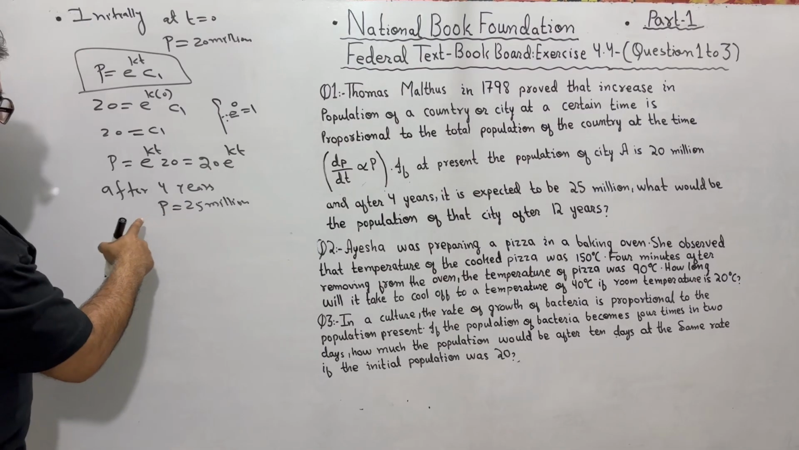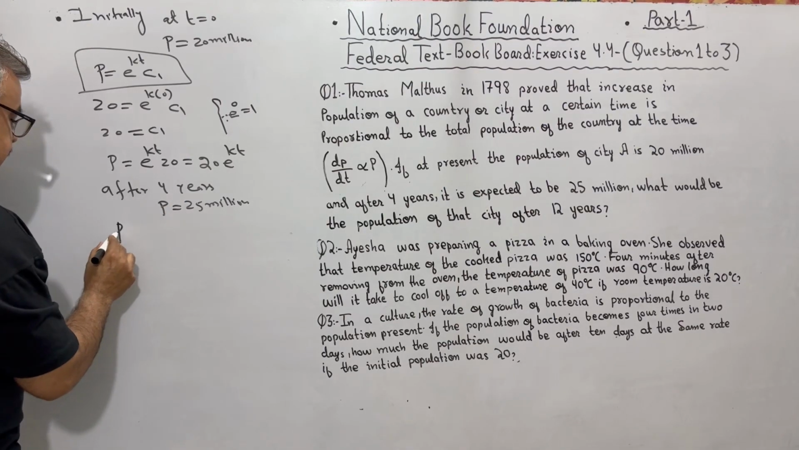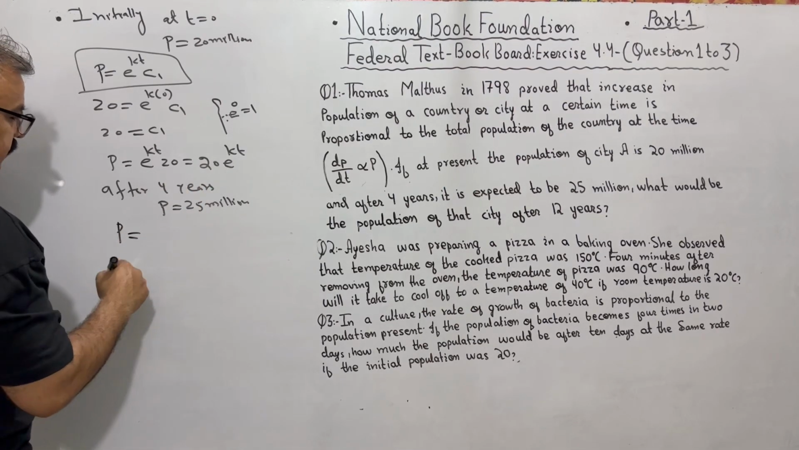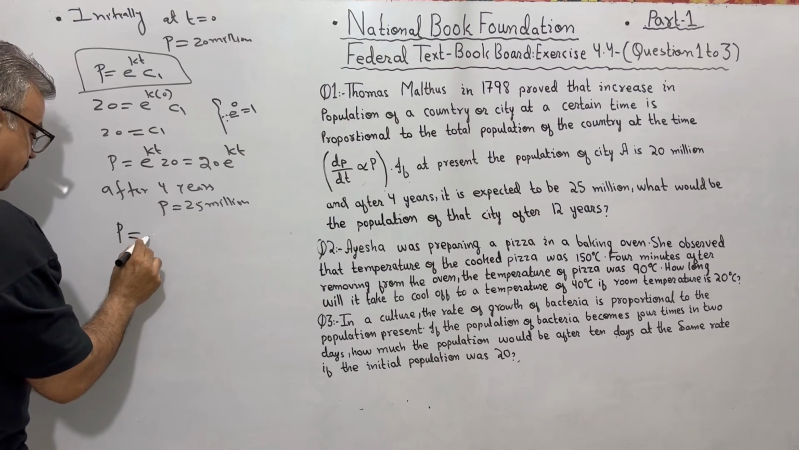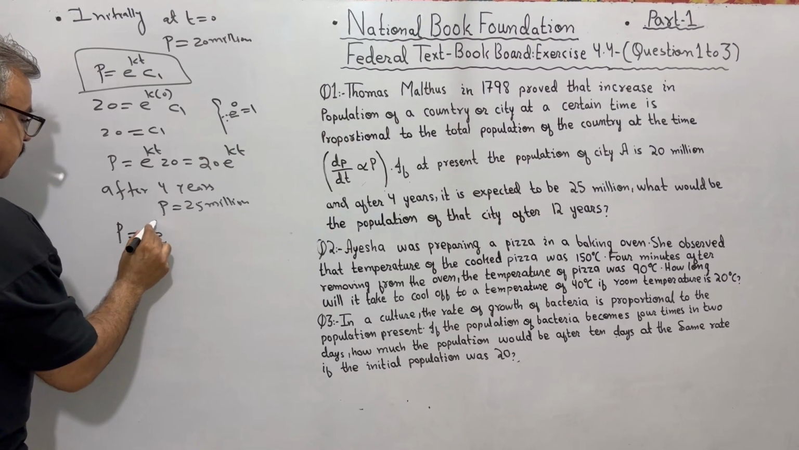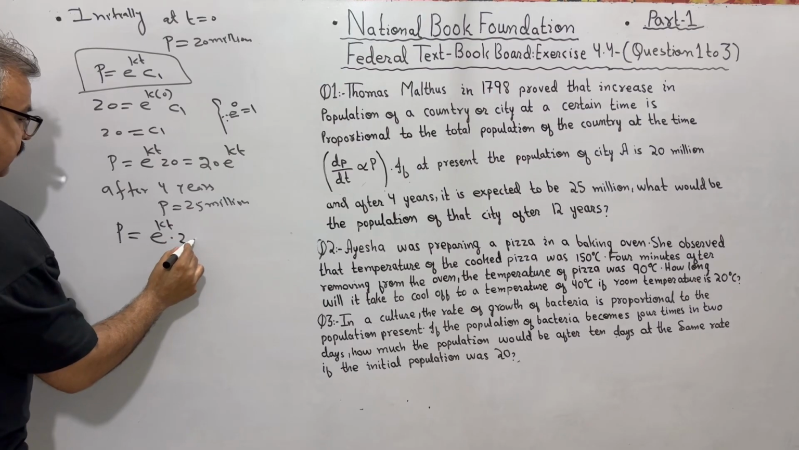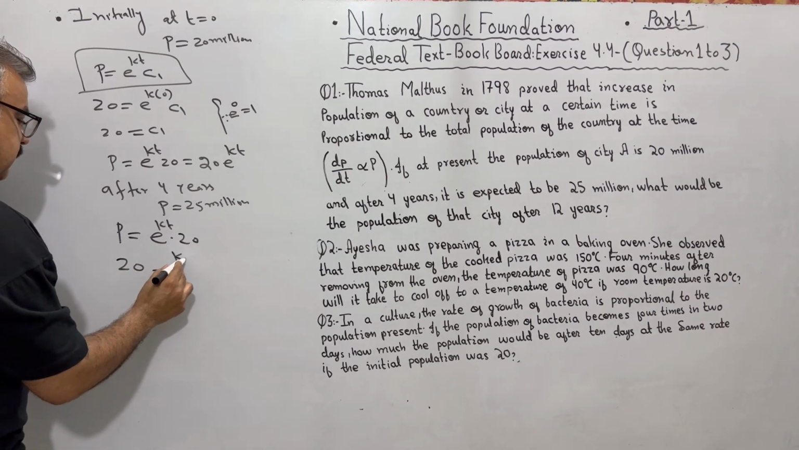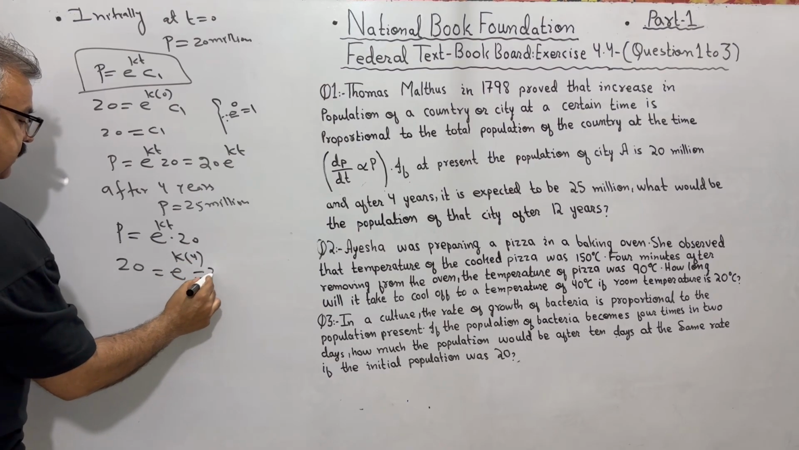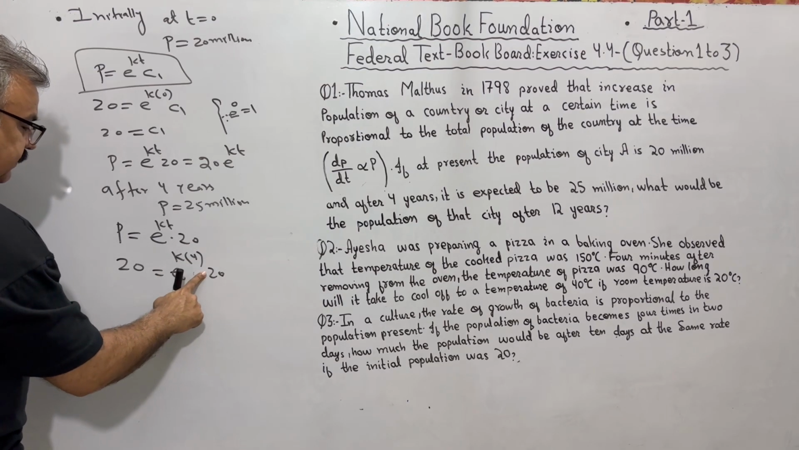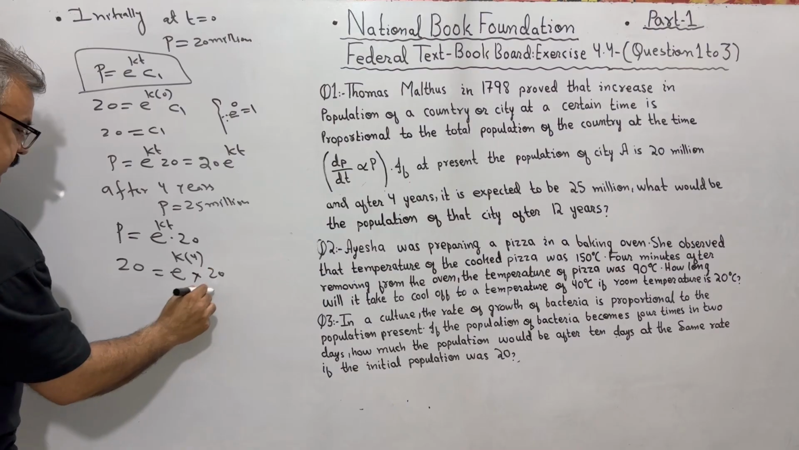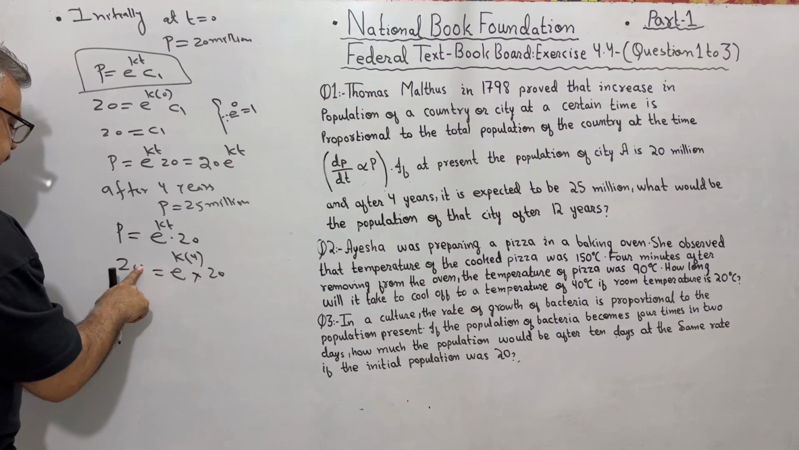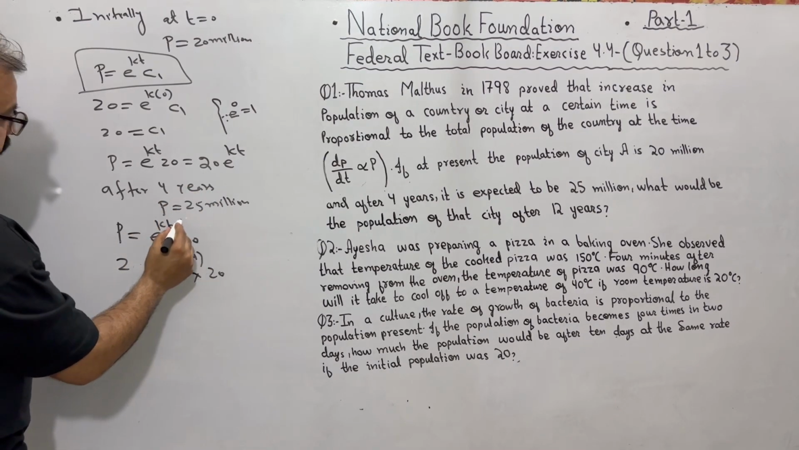After 4 years, P is 25. Now utilize these conditions. Put T equal to 4 and P equal to 25 to get the value of K. Our population is 20 now, so P equals 20 times e raised to K times T. After 4 years, the population is 25.